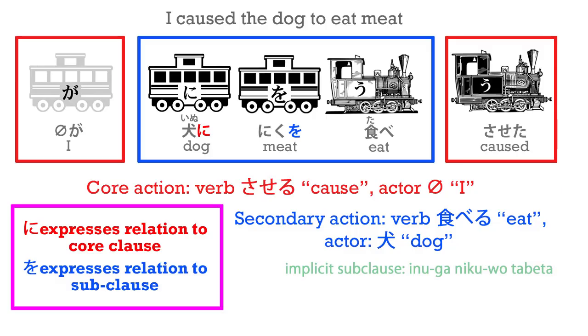Not only does it sound awkward if you have two o's in the sentence, it could, in some sentences, become ambiguous. We might end up with some doubt as to which o marked the object associated with taberu, or whatever the verb is, and which o is associated with seru saseru, the causing of the action.